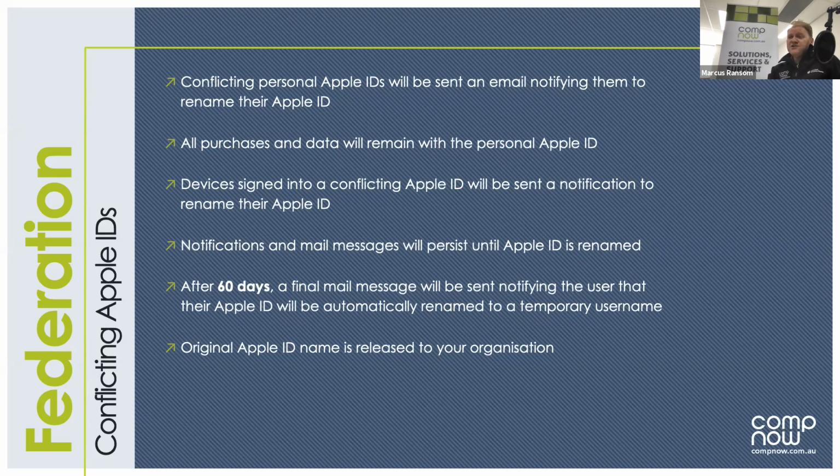If they ignore those notifications, or if it's in fact not being used, it'll just automatically be migrated to a new iCloud username after 60 days. So their password doesn't change, they just get given a new username. And then that original email address is then released to your organization. So if you go through that federation process, any non-conflicting usernames are available to use for managed Apple IDs immediately. Any that have a conflict will get a notification to resolve the conflict, and as that conflict is resolved, either by the person using that as their personal Apple ID moving to a different email address, or the 60-day deadline finishing, they will then be able to federate that Apple ID.